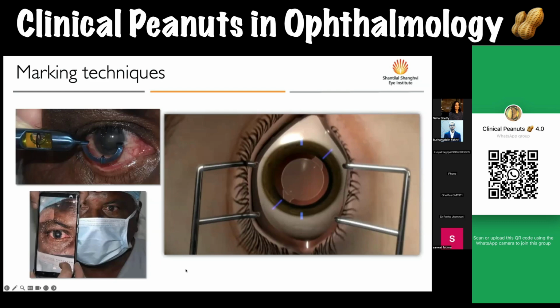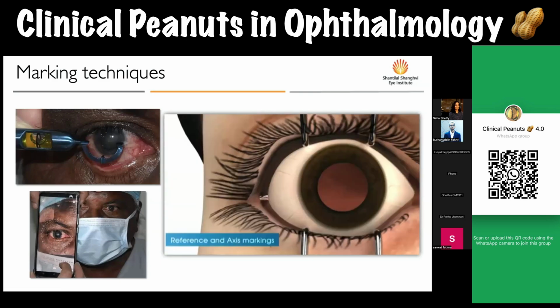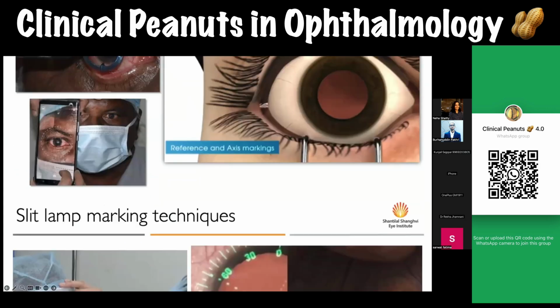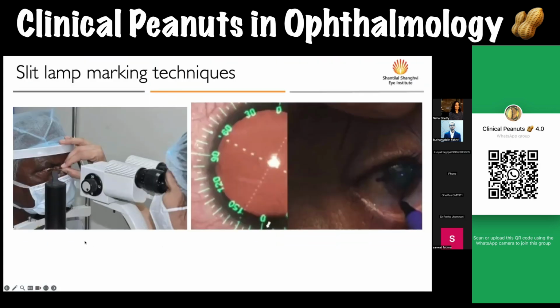Right. So that was just a short video to help everyone understand what these steps are for placing a toric lens. The other thing is what are the various options for making markings on the slit lamp. And again, this was a short video which was made by Dr. Prajakta, who is now a faculty at our institute on this. And I thought I'd just play this video here.